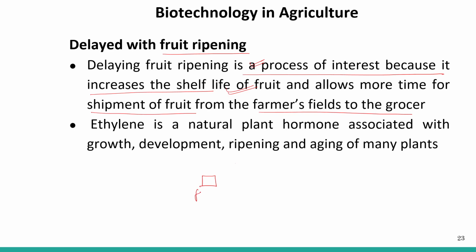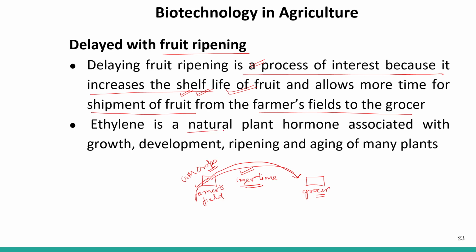So suppose this is the farmer's field and this is the grocer. Okay, so if the farmer is growing the genetically modified crop, then it has a longer time to do the shipment from its field to the grocer, because this particular fruit or crop is not going to perish, okay, because the shelf life of the fruit has been increased by using this particular technique. So if the farmer is growing these GM crops, then it has the advantage of a longer time of keeping that fruit and transporting it to the grocer.